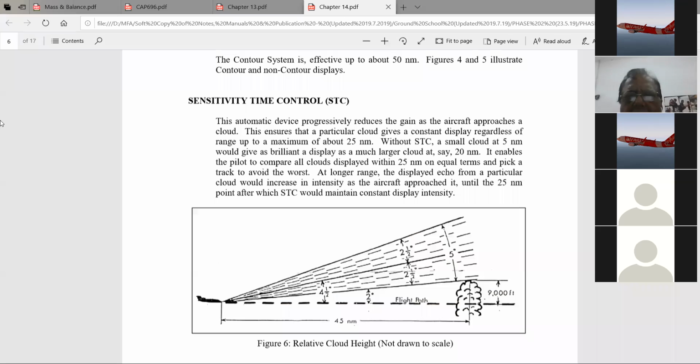Anybody else having the slightest doubt in this, please? Understood? Okay, one more numerical.